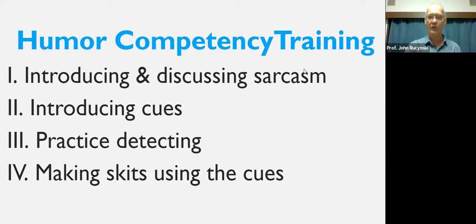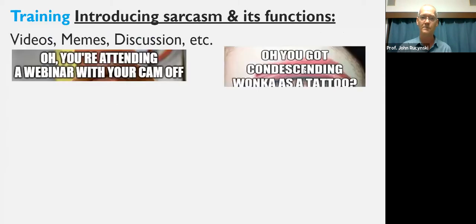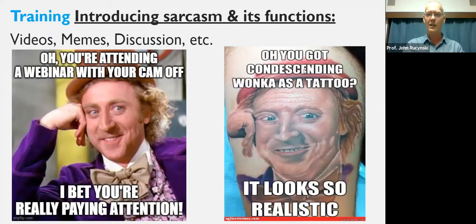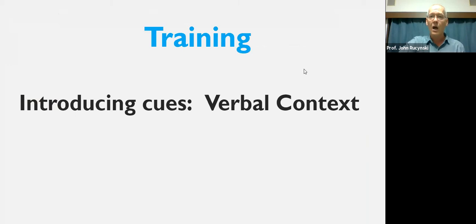So first, introduce and discuss sarcasm because some students might not know what it is. Two, then give them many cues like we just did. And then three, give them some practice detecting. And then finally, maybe making some skits using the cues. Okay, the great thing with the internet, and again, going back to condescending Wonka, we have so many examples we can use. And these are fortunately very easy to modify if you need to make them easier.